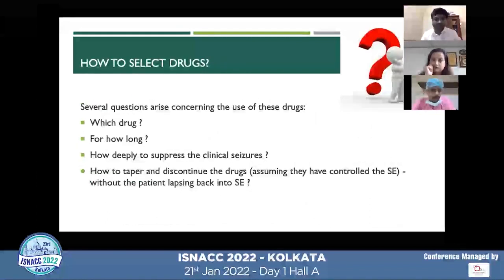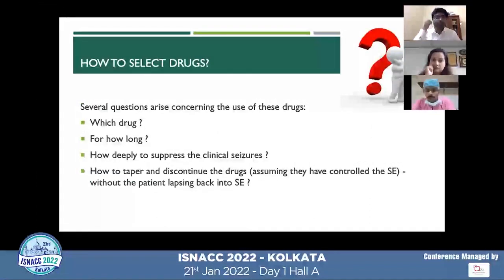So how do we select the drugs? Several questions arise about which drugs should be selected, for how long they should be used, how deeply we need to suppress the clinical seizures, and most importantly, how to taper and discontinue the drugs, assuming that they have controlled the status, without the patient relapsing back into status epilepticus.